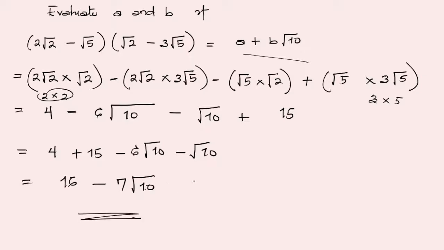If this is our answer, and we know that this is given in the form a plus b root 10, you can definitely see from here that a is equal to 19 and b is equal to minus 7. And that's how we solve that.